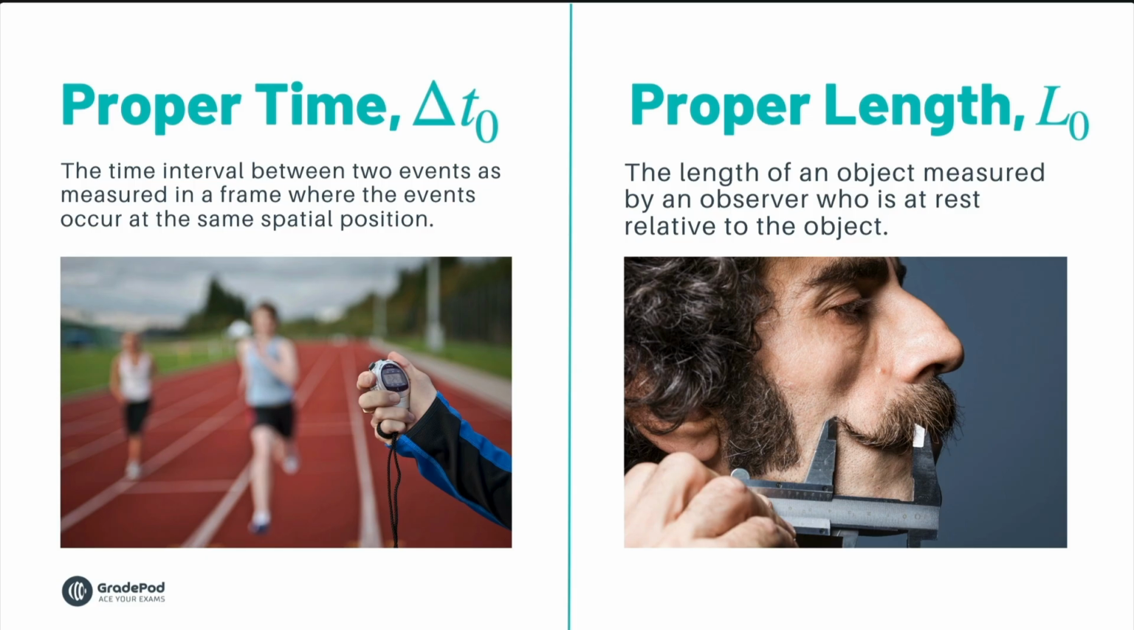The proper length is the length of an object as measured in its rest frame. If you measure the length of a stationary train car while you're standing next to it, then you're measuring the proper length.